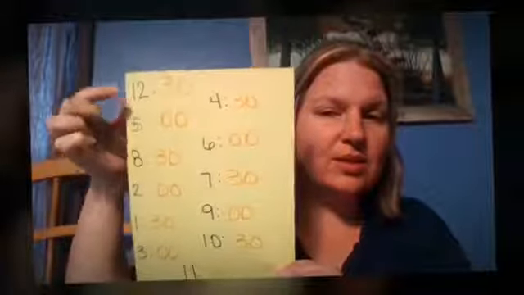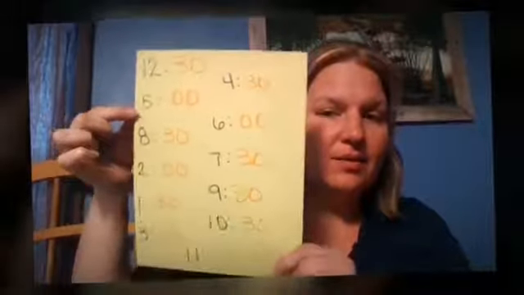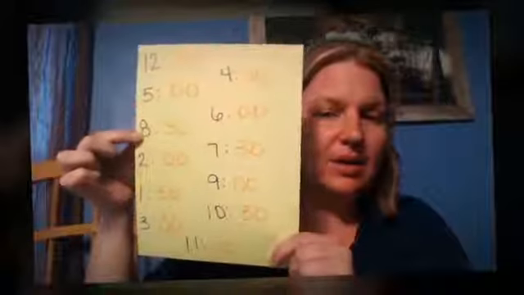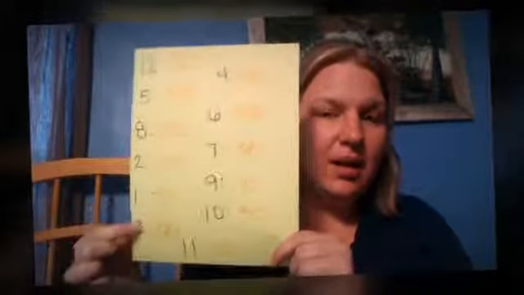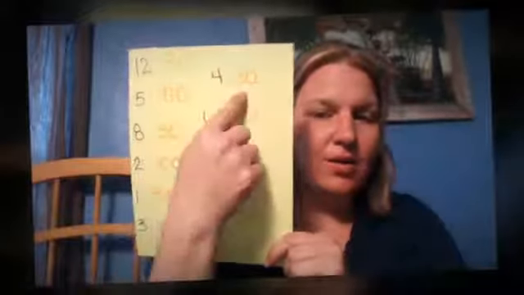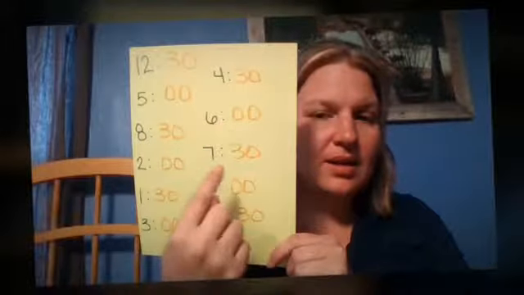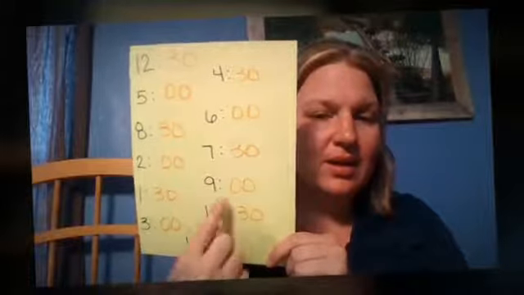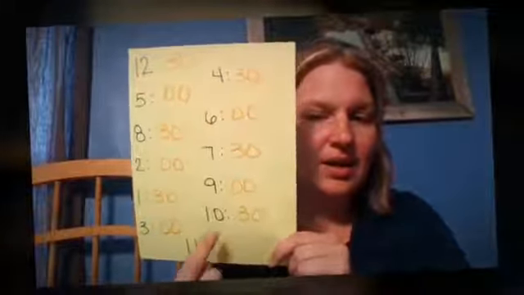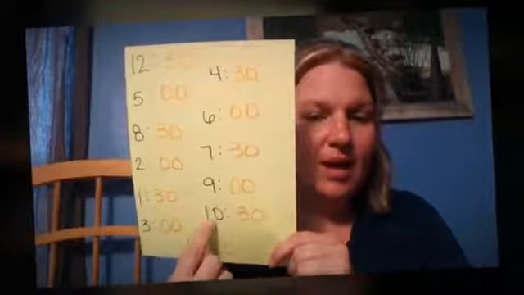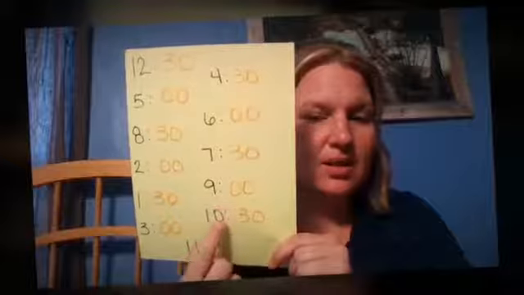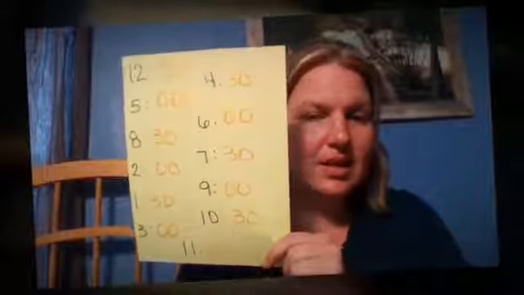So let's look at this. We have 12:30, 5 o'clock, 8:30, 2 o'clock, 1:30, 3 o'clock, 4:30, 6 o'clock, 7:30, 9 o'clock, 10:30, 11 o'clock. These double dots here are the colon. Remember, the hour is before the double dots and the minute is after.